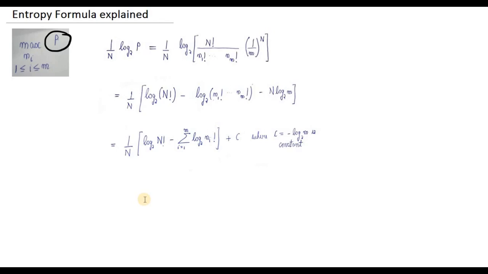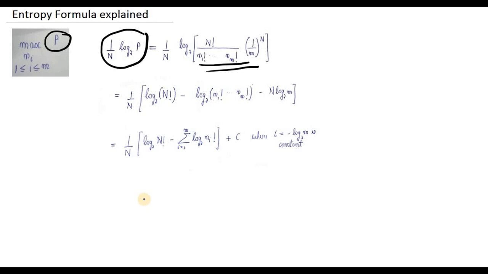So the simplified optimization function will involve this to be maximized. We replaced P with 1 upon n log to the base 2 of P, which is a monotonically increasing function of P. And we defined P a step before. This is the value of P which we defined previously.